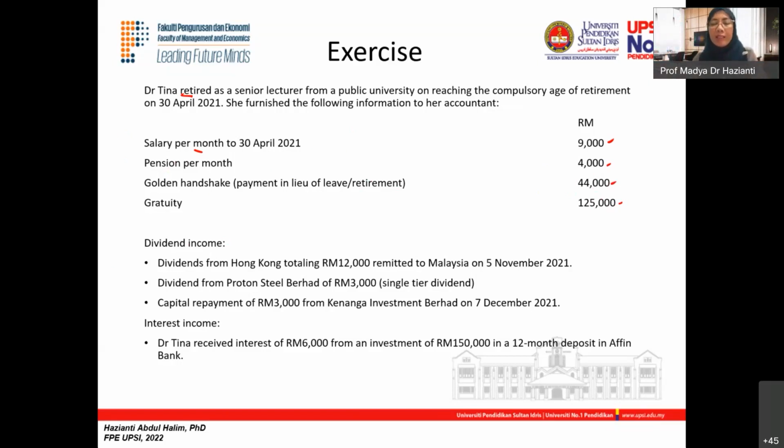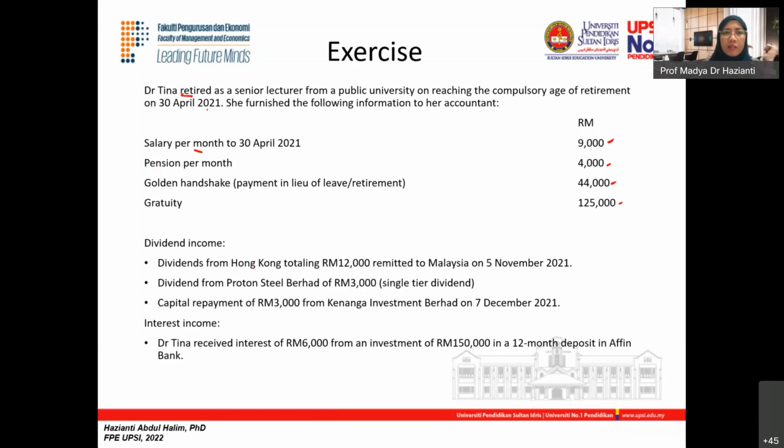Because one person, like I said, can have a lot of sources of income. Alright, so dividend income, there is a dividend from Hong Kong of 12,000 remitted to Malaysia on 5th November. Dividend from Proton Steel Berhad 3,000, single tier dividend. Capital repayment of 3,000 from Kenanga Investment on 7th December.